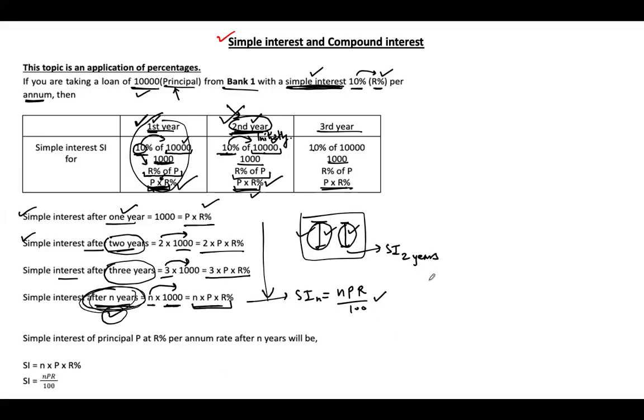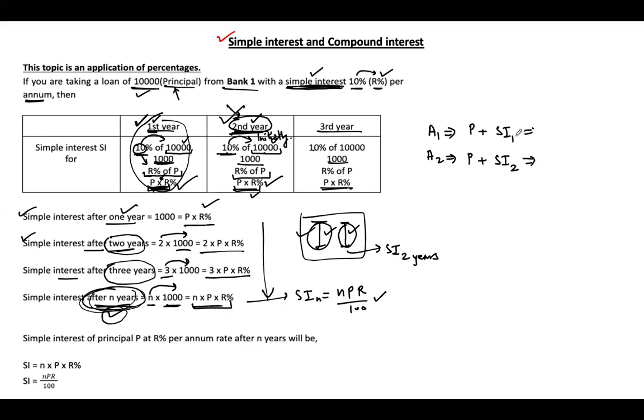Similarly, let's say amount, as in the total amount in the bank. Amount after the first year would be the principal plus the simple interest for the first year. Similarly, the amount at the end of 2 years would be the principal plus simple interest for two years.